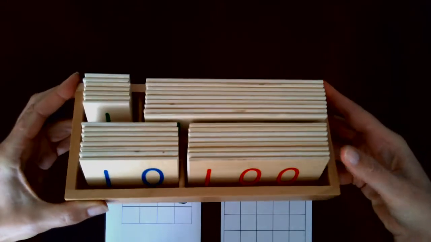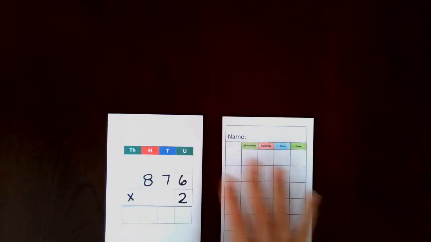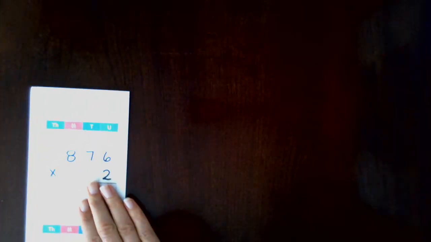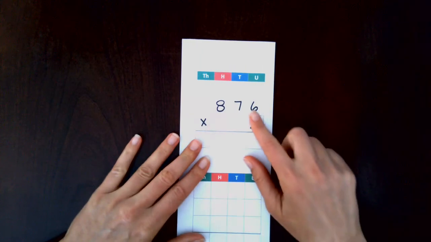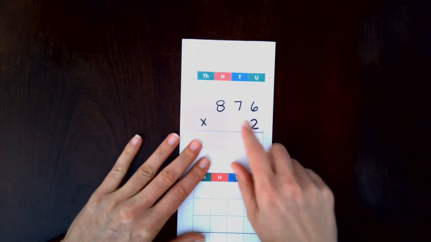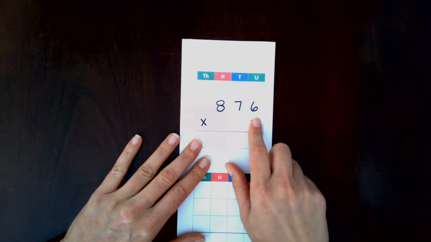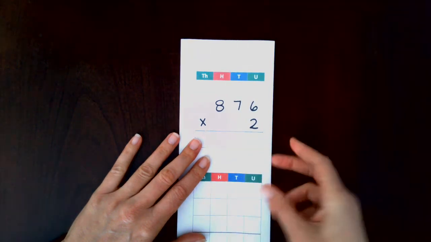I'm using these small number cards that go up to the thousands, and I have some recording paper. So let's set this aside. We are going to be doing this problem today. 876 times 2. This top number is the multiplicand, and the bottom number is the multiplier.